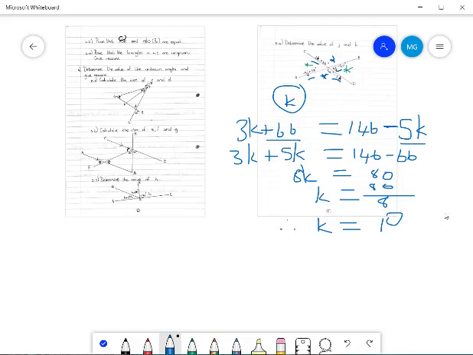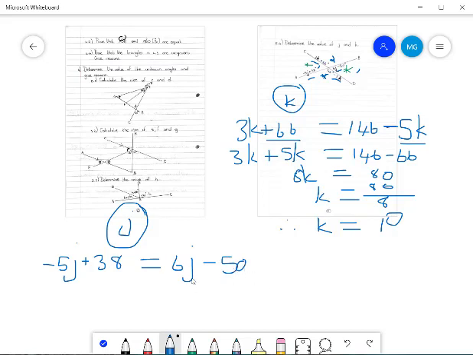Okay, so that's the one calculation. Then the next calculation will be for j. Okay, so for j, again, this angle and this angle will equal each other. On the left side, I'm going to write minus 5j plus 38, that's the one angle. And on the right side, I'm going to say 6j minus 50. And that's the other angle.